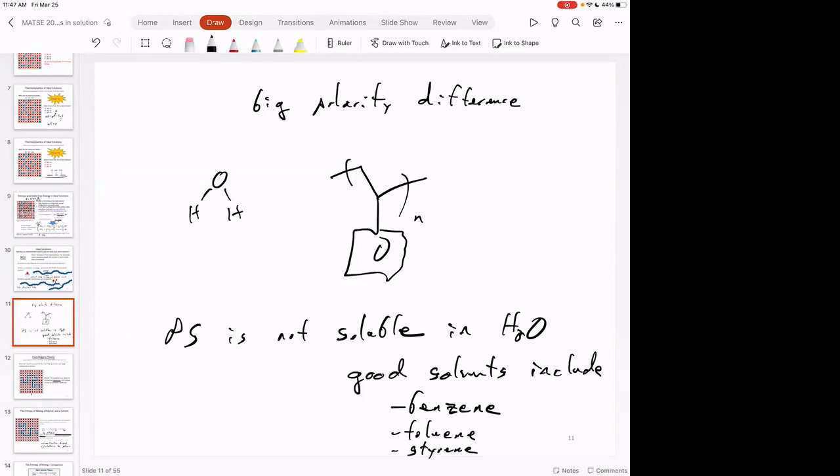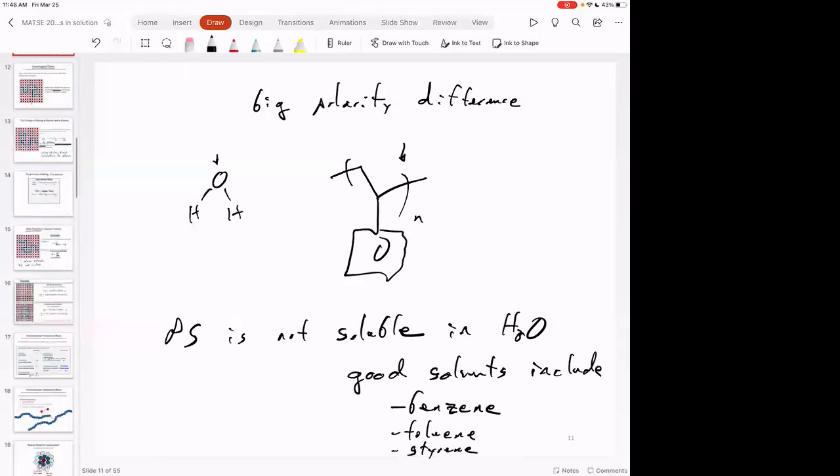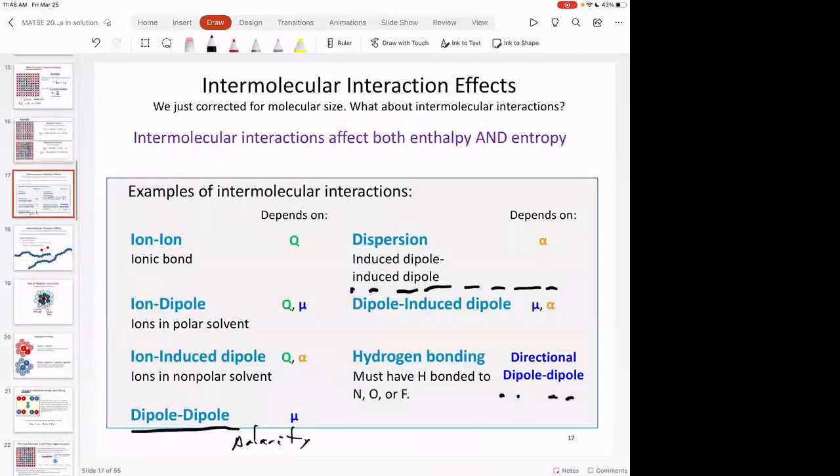And so I'm probably only going to have dispersion forces in polystyrene. I don't see any strong dipoles in there. I don't see any ions. I don't see anything else. So I just have dispersion forces there. I know that water is polar and it has hydrogen bonding. And so I can start to figure out if I'm going to have compatible solvents and compatible polymers. All right. So we're not going to get too much into the other types of intermolecular interactions, but you can recognize polarity when you see it.